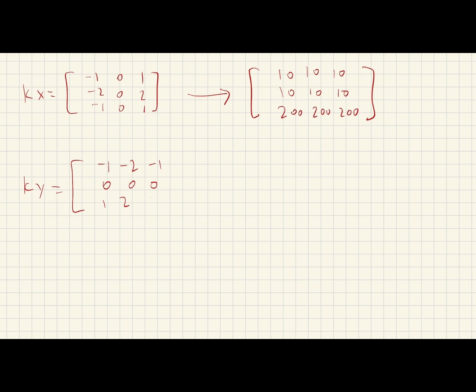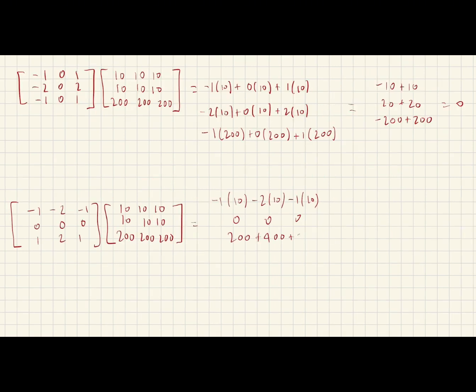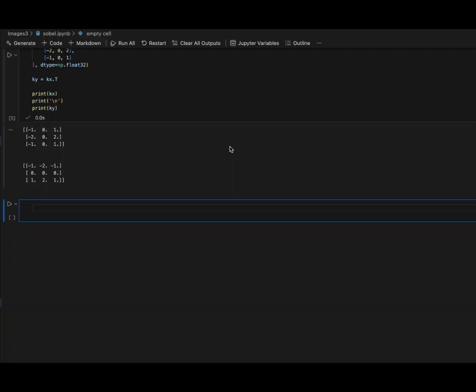The y direction kernel is just the transpose of the x kernel. When I apply it to the same pixel neighborhood, I get a large value, indicating a strong top to bottom intensity change. That tells us this is likely a horizontal edge, which also makes sense. Now we need to apply these kernels to every pixel in the image. So I'm going to write a simple convolution function.